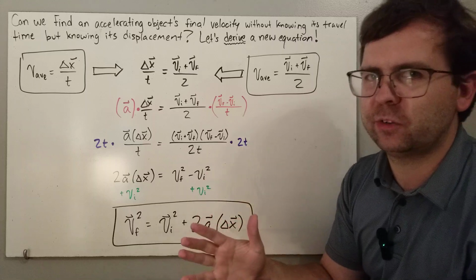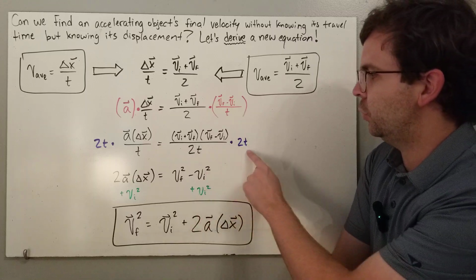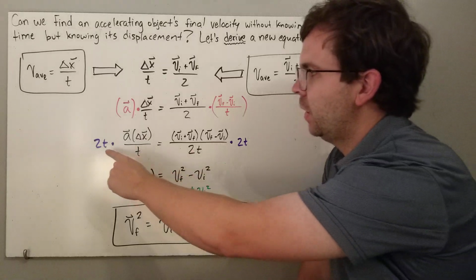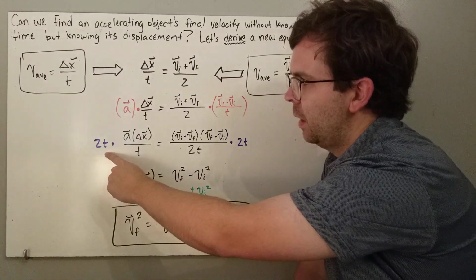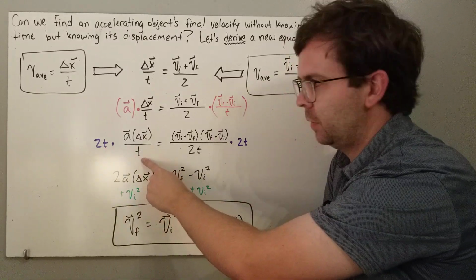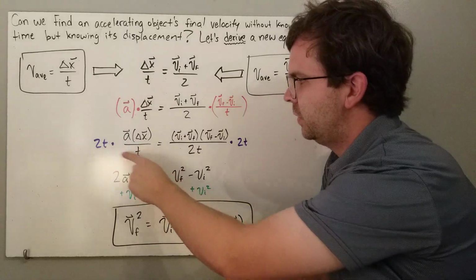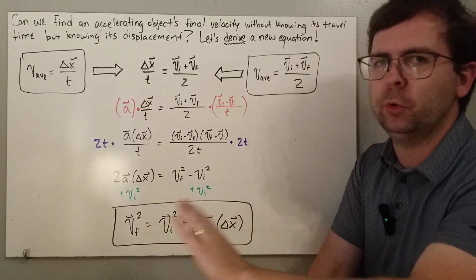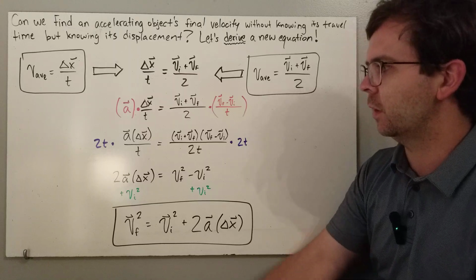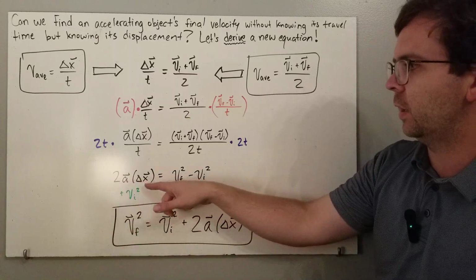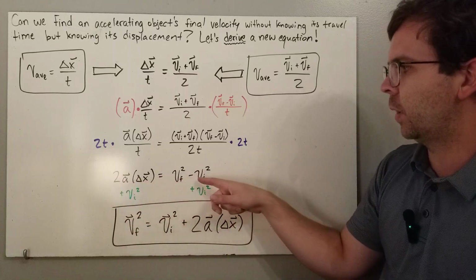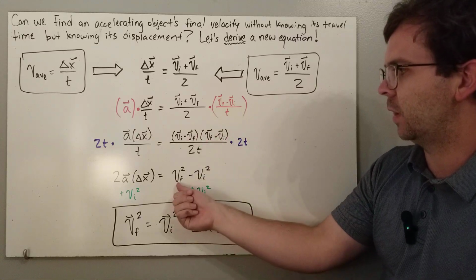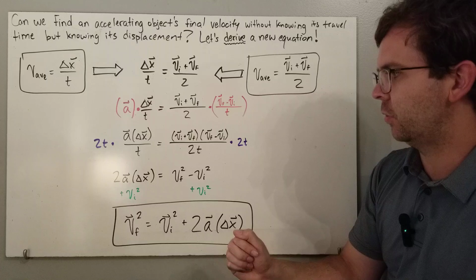I want to get rid of the fractions if I can, so I'm going to multiply by 2t to kind of undo this. That cancels out the 2 and the t. Over here, I also multiply by 2t. But look, I have a time in the denominator over here as well, so the t's cancel out. We get rid of time altogether. So the time has been removed from this equation altogether. What we're left with is 2a delta x is equal to vf squared minus vi squared. After we multiply these two together, we're left with final velocity squared minus the initial velocity squared.